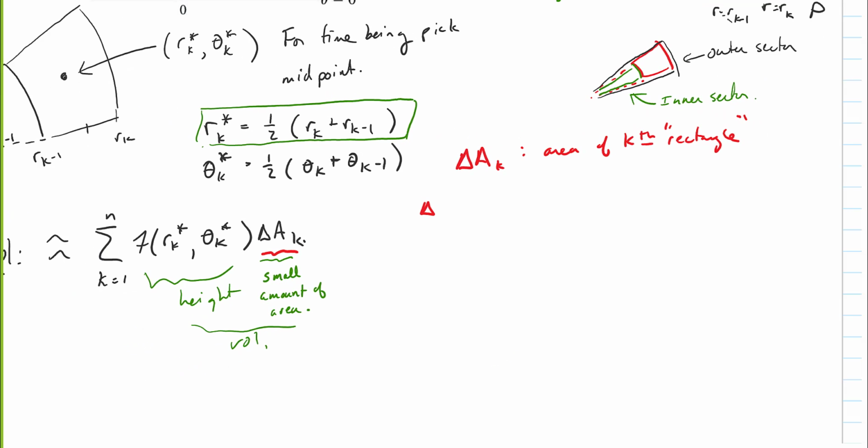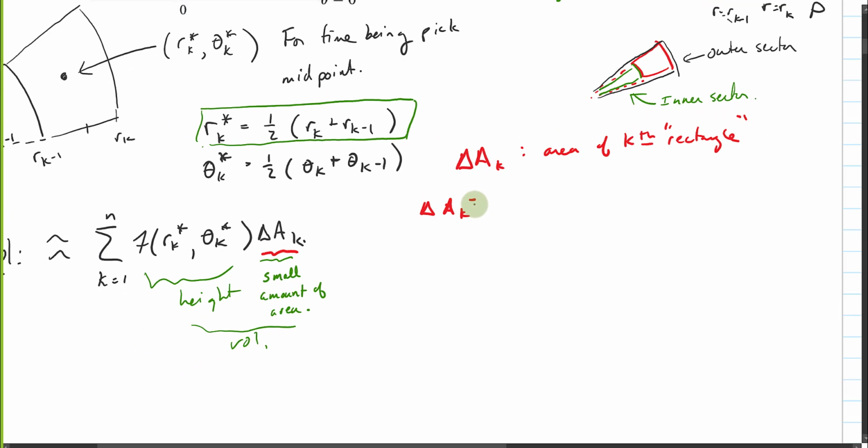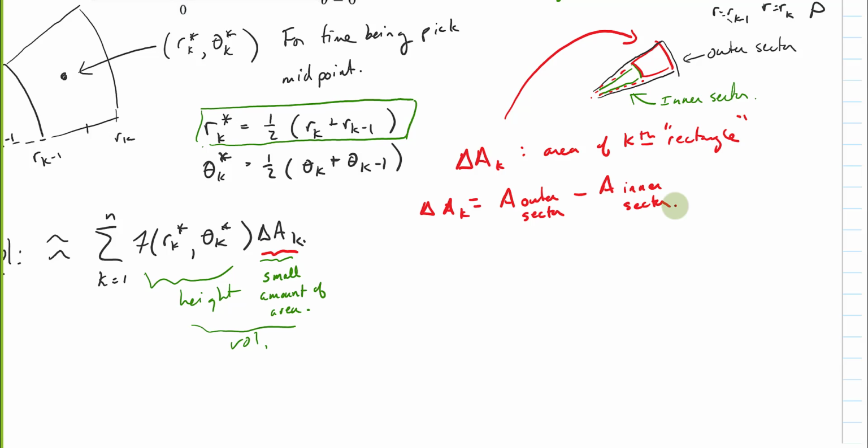Okay. So our delta A sub k is going to be, as we just said, so I'm looking for the area of this kth rectangle right here. And so that's going to be the area of the outer sector minus the area of the inner sector. In your pre-work, we re-derived something you've probably seen before, but if you've forgotten or maybe you've never seen it before, we re-derived how to find the area of a sector of a circle.